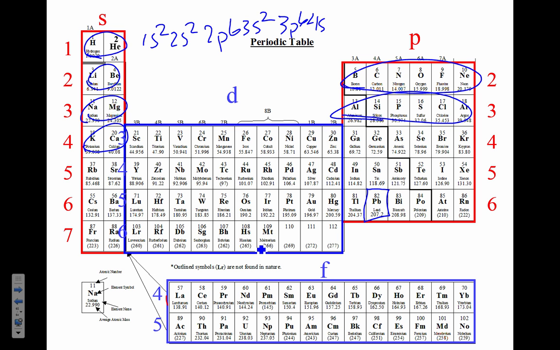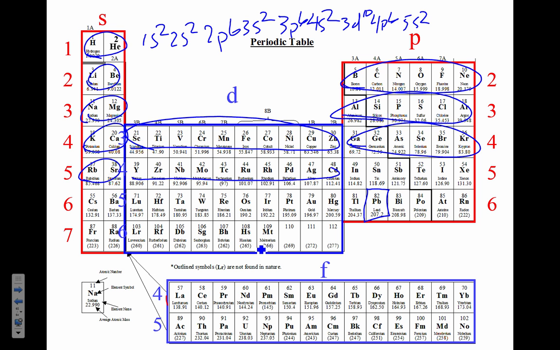19 and 20 are here. So next comes 4s2. And then we hit our 21 through 30. That's 3d, and that would be 10. And then 4p6. And then 5s2. And then 4d10. And then 5p6. Starting to run out of room here, so I'm going to wrap it around.